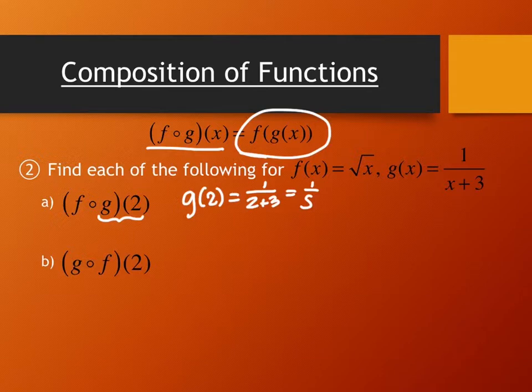The second step, this is the new step, is to take that answer and plug it into the outer equation. Okay, so the 1/5 was the answer, and it's now going to be the input for the other equation. So I've got f of 1/5. The function f of x was a square root function. In place of the x, I will now put 1/5.